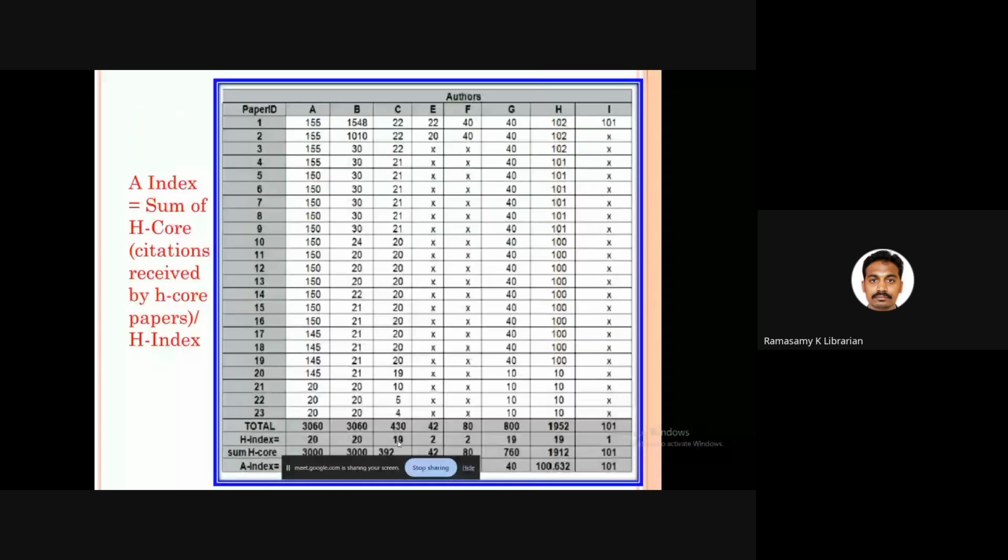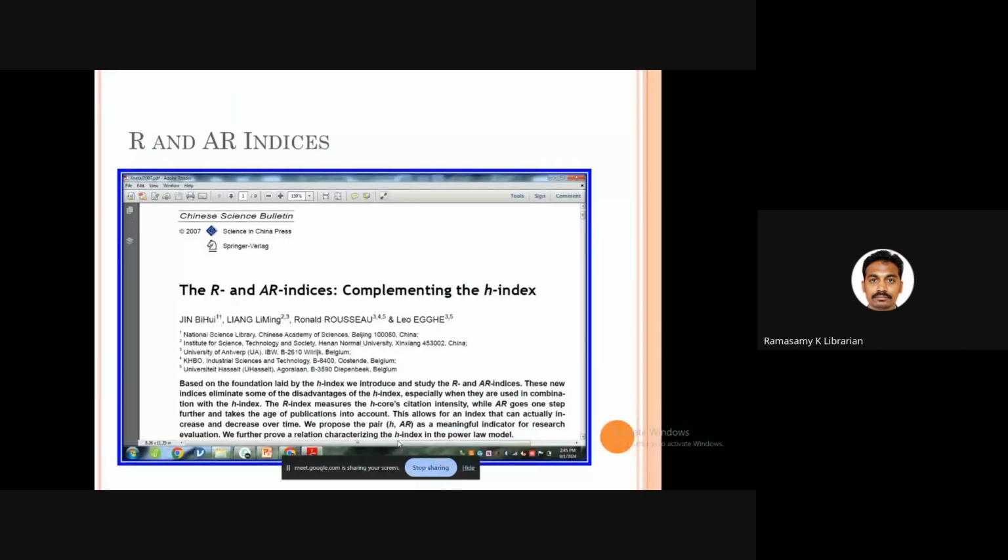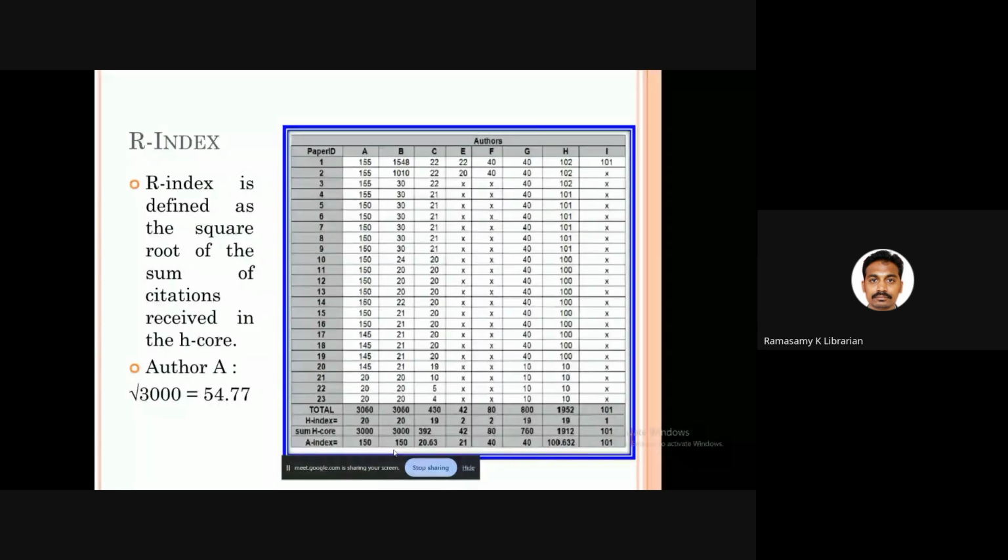Okay, good. Then comes R index and AR index. There are two other indices which were proposed by Bihu Jin a couple of years before. How to calculate R index? Very, very simple. R index is nothing but the square root of the sum of citations received in the H core. See, whatever citations your papers received in the H core, you find out the square root, that is called R index. For example, you take the case of A. A is the author. He has published 23 papers. For 23 papers, he received 3,060 citations.